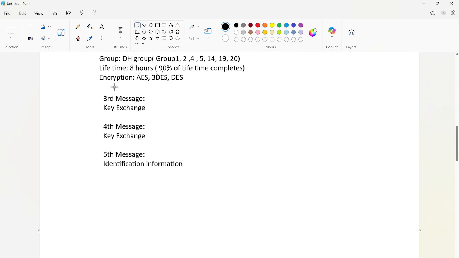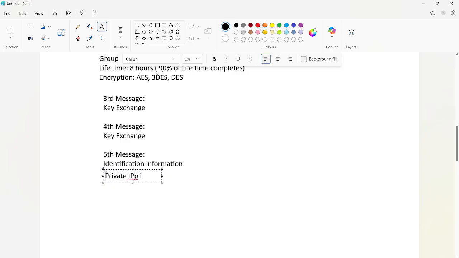So the fifth and sixth messages contain private IP information. And also maybe you can use user information as well. You can use any usernames, or you can use any user credentials there.